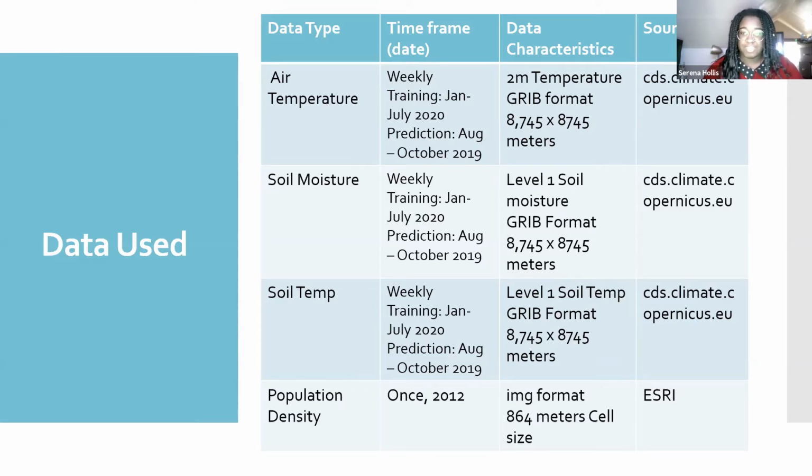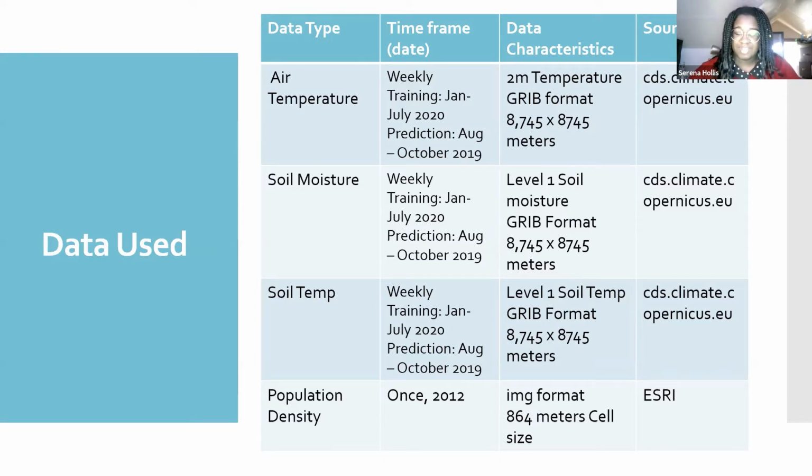For the training of the model, I used data from January, when the first case of COVID-19 appeared in the US, all the way up to July. And then for my predictions, as I said, they were going to be used in the fall. So I used weather data from last year for August through October, with the assumption that the weather for this upcoming fall is going to be about the same.